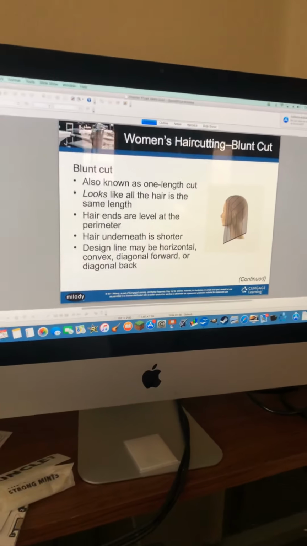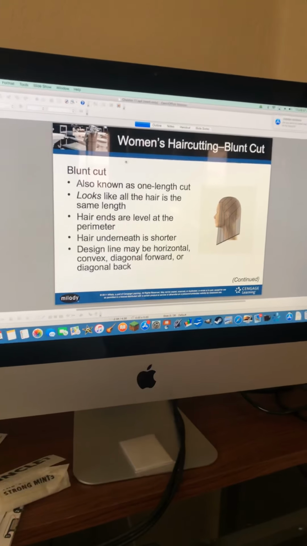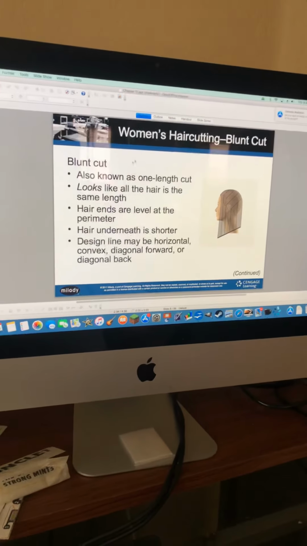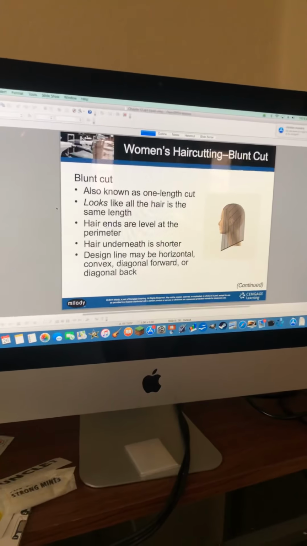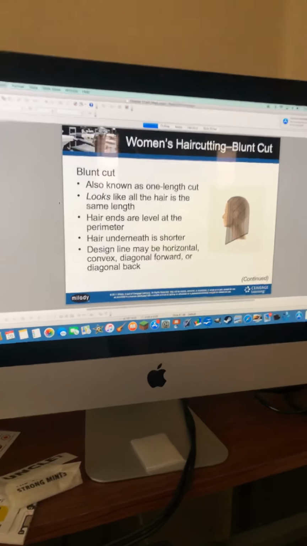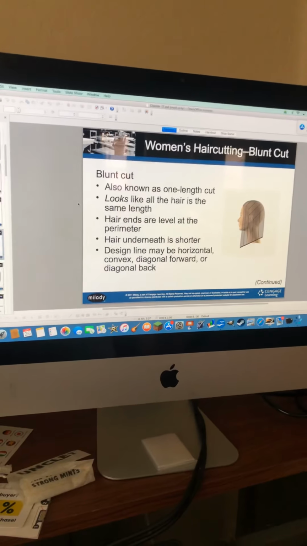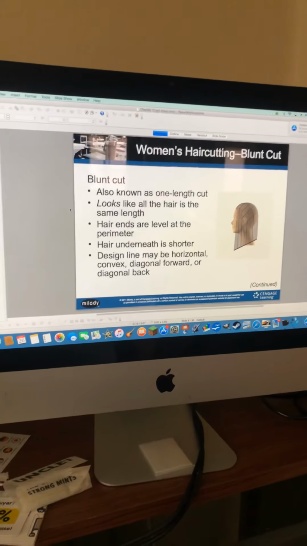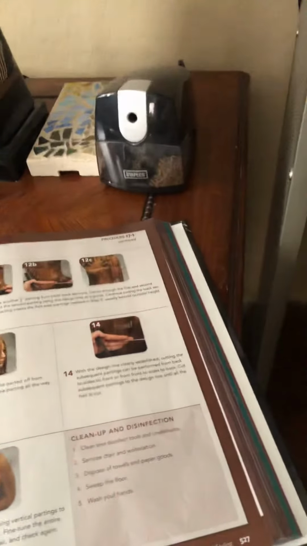So we'll stop there for today. You should have read up to this part, and then tomorrow we'll finish up with women's haircutting blunt cuts. Be sure that you're up to date on your textbook, reading it, and get in those couple pages every day. The goal is by Friday that we're up to page 527.